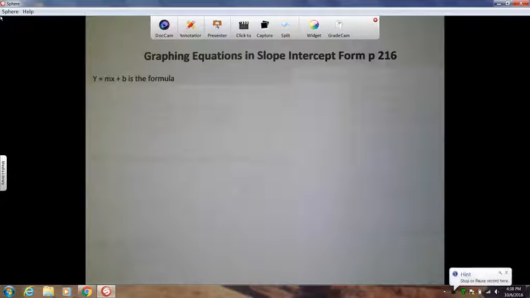Graphing equations in slope-intercept form. We're going to use this a lot this year. Make sure you understand everything that's on this video. You need to study these parts because it's a huge part of this year and knowing what all these things mean.